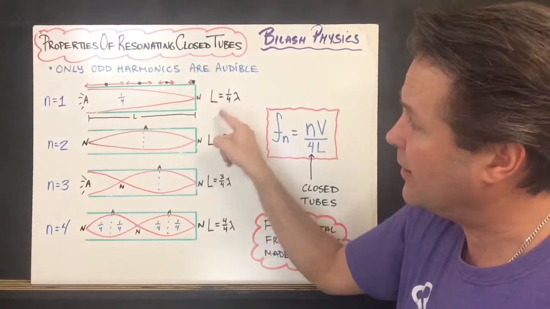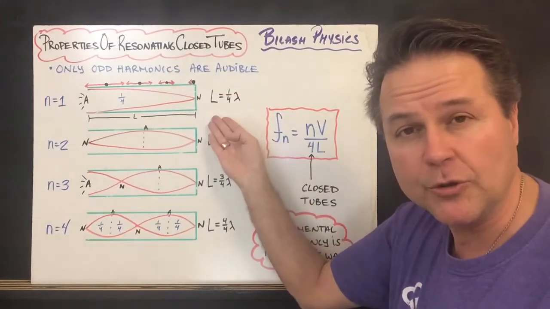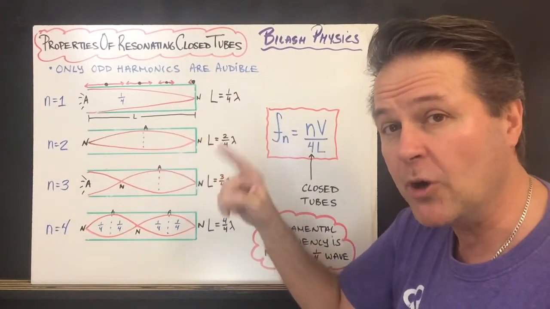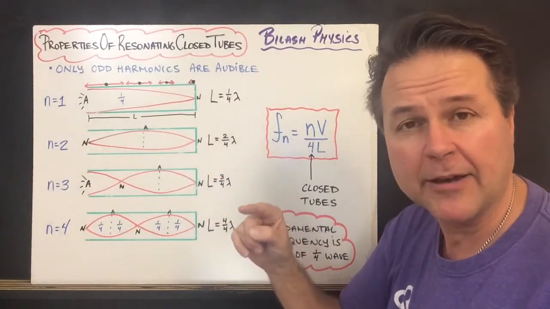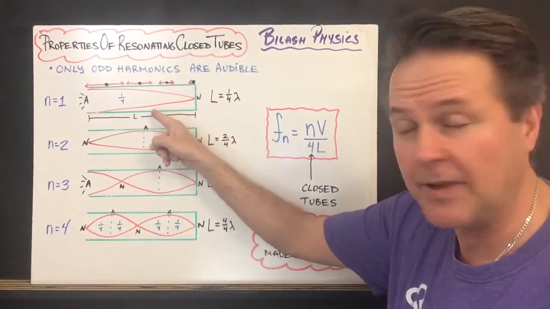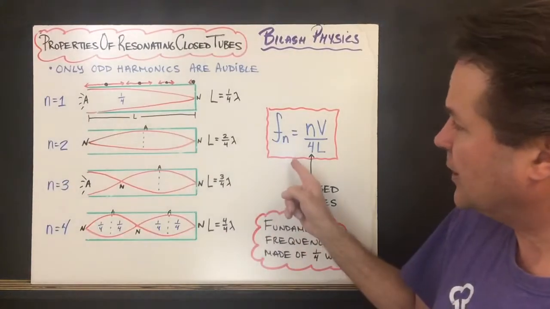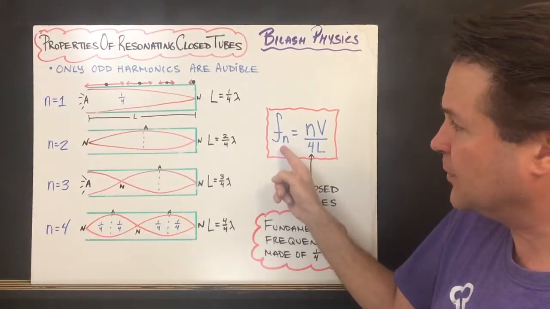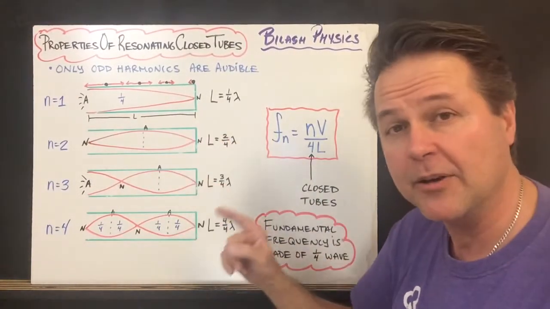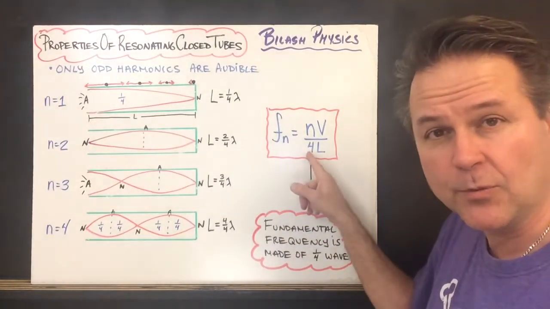Now, if you compare the closed tubes to the open tube, and remember in the open tube the wave pattern consisted of half a wave, and in the closed tube the fundamental consists of a 1/4 of a wave. So if you look at the formula for calculating the frequency of any of these harmonics, their formulas are related, but instead of having a 2 here we have a 4.